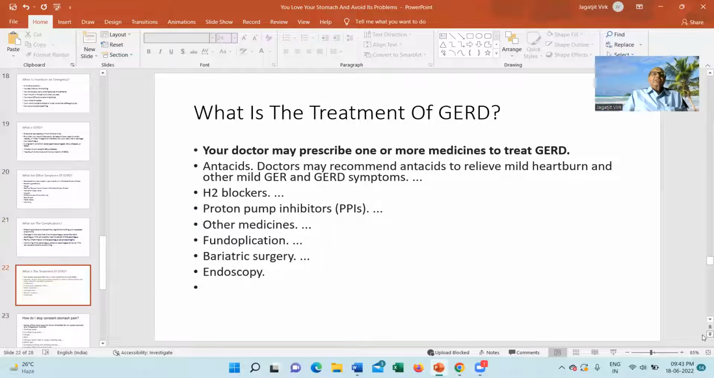What's the treatment of GERD? Your doctor may prescribe one or more medicines to treat GERD. Antacids. Doctors may recommend antacids to relieve mild heartburn and other mild gastroesophageal reflux disease symptoms. H2 blockers, proton pump inhibitors, other medicines, fundoplication, bariatric surgery, endoscopy.